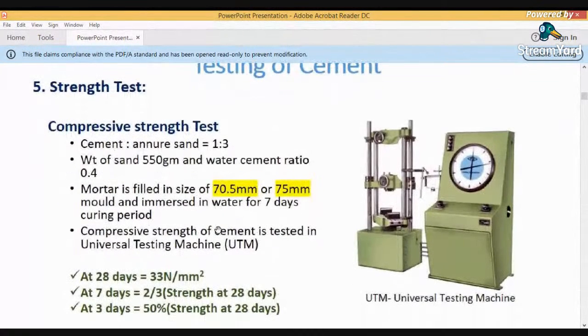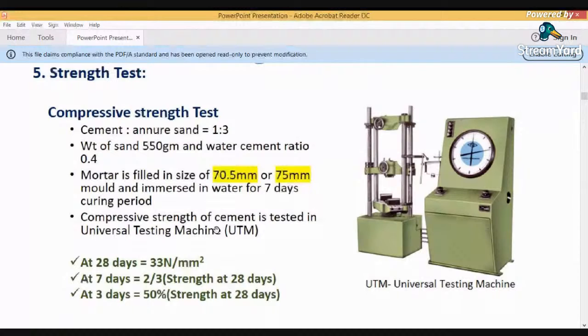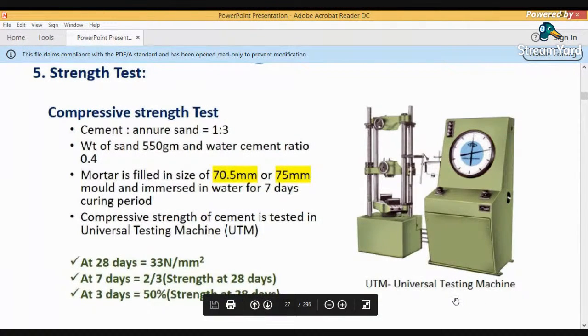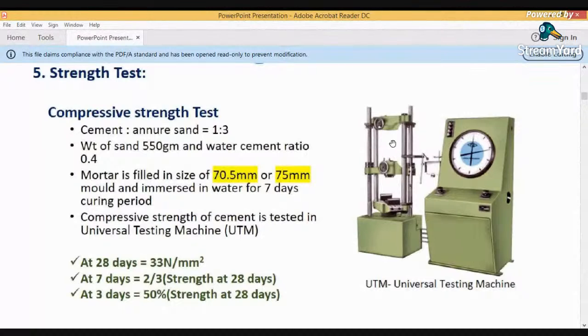So the next testing of the cement is called the strength test. Cement is generally used to make concrete, mortar and the like. If you make concrete blocks, cement has more compressive strength than tensile strength. That's why we are measuring the compressive strength of the cement. You can see that is called a universal testing machine. In this universal testing machine, we are placing the mortar cubes, which are of size 70.5 millimeter or 75 millimeter.